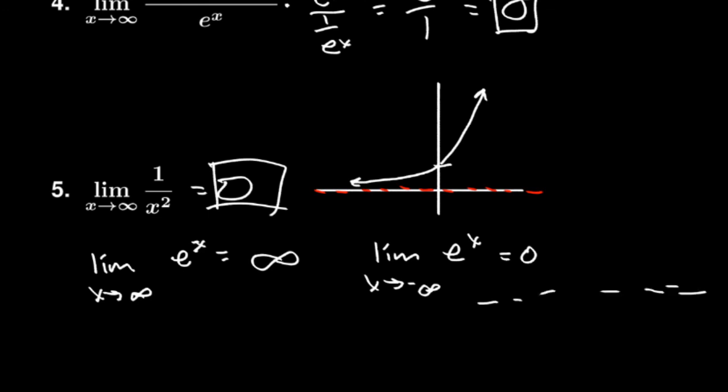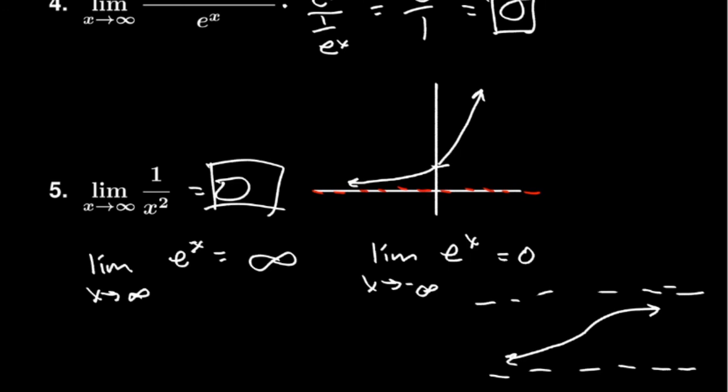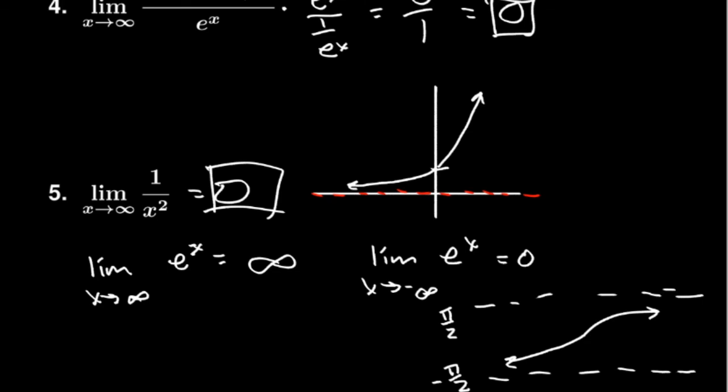So let's look at another one, which is going to be tangent inverse. Just a very, very, very quick sketch. Let me make that better. Yeah. So what we end up seeing then is that this thing is going to be approaching some specific numbers, but they're going to be different toward the right and toward the left. Pi over 2 for the right and negative pi over 2 for the left.